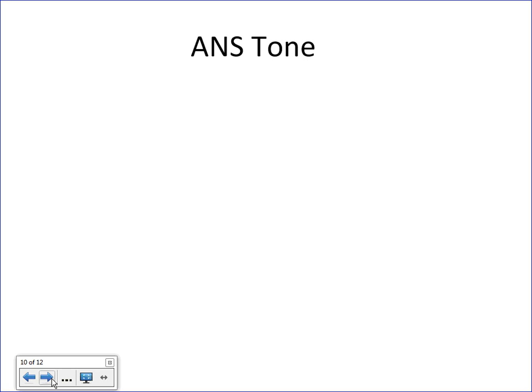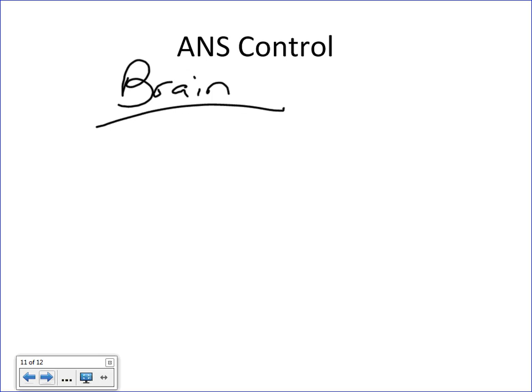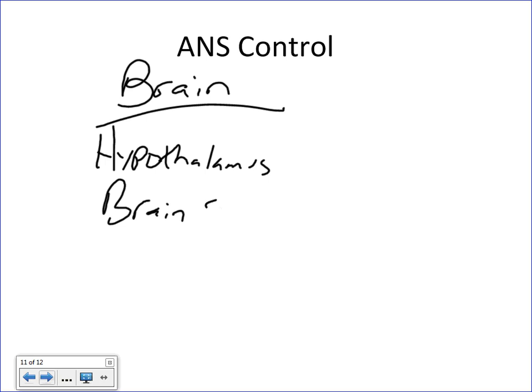I've already more or less mentioned this ANS tone, so I'm just going to skip this. But I want to talk about autonomic control. Essentially, the brain is what controls the autonomic nervous system, primarily the hypothalamus and the brainstem. And in doing so, it does this through reflex activity.